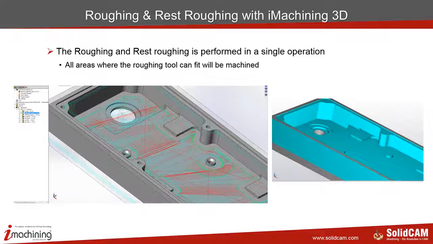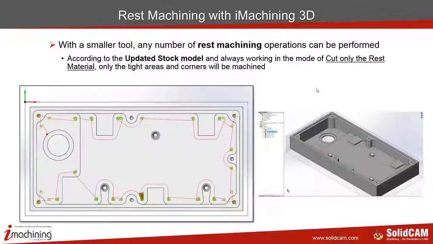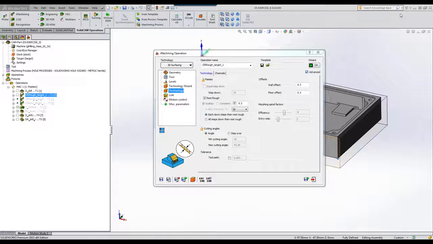Now, what about finishing off in the areas where it could not machine? Well, let's go back to what we're going to do over there. We'll be doing what we call the rest machining with iMachining 3D, with a smaller tool. Okay? Now, with a smaller tool, you can do any number of rest machinings. You can go from one size to a smaller size to a smaller size, and it'll always machine only where there is material left over. And this is very good for getting into those really tight spots. So let's go back to our part itself again.